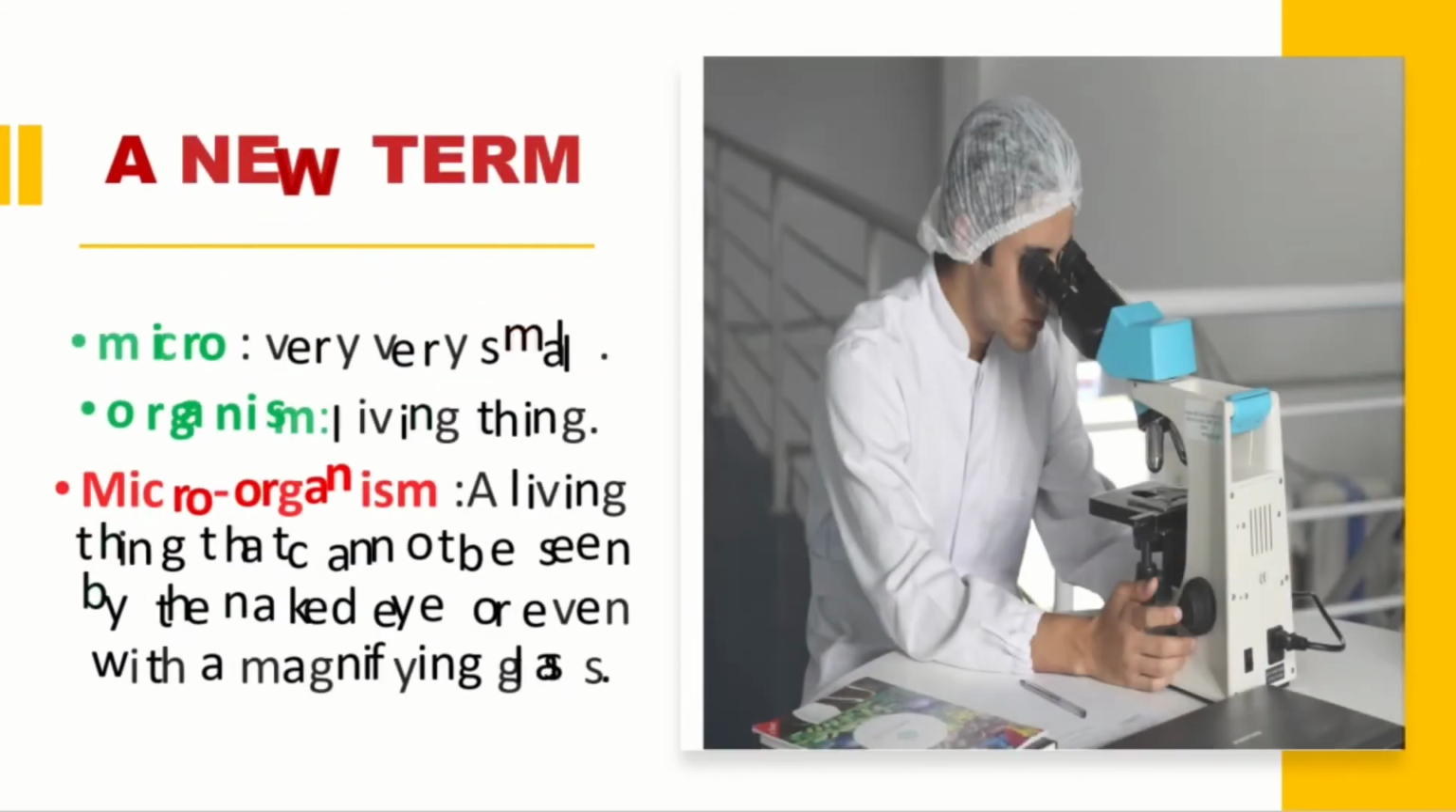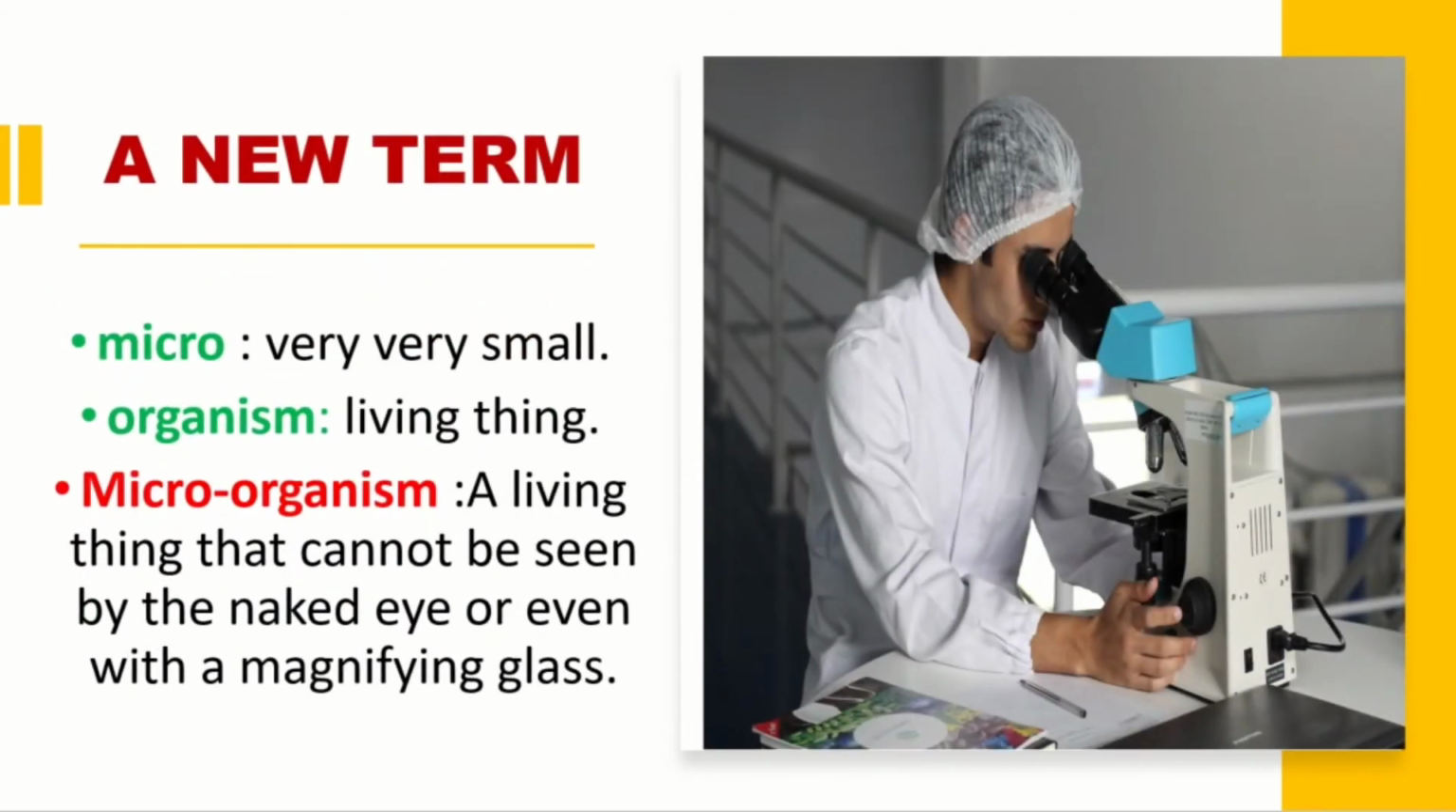Some microorganisms are present in water. What is the meaning of microorganism? Micro means very, very small. An organism means living thing. So microorganism means a living thing that cannot be seen by the naked eyes or even with a magnifying glass. We cannot see them.